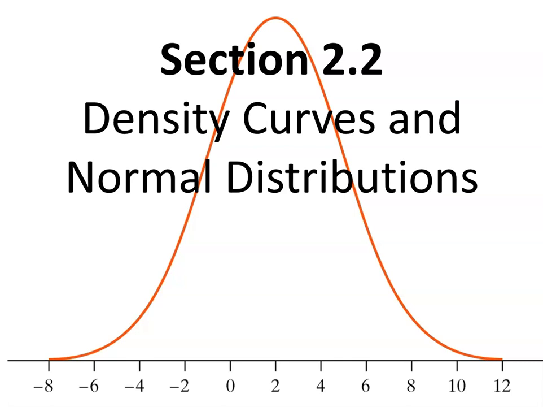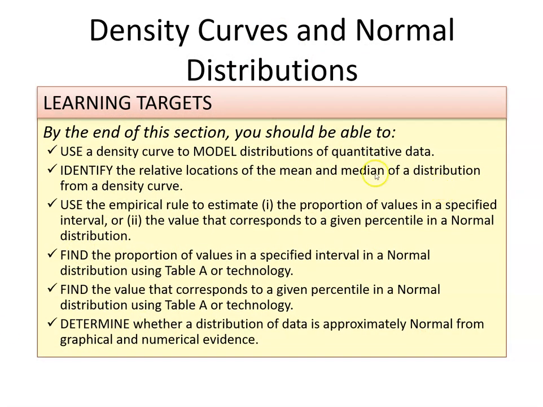AP Statistics students, we are starting this next section. The unit we are in is looking at our data, specifically our quantitative data, and then how we model those distributions. In the last section, we talked about describing a location. In this section, we're going to be talking about density curves and normal distributions. By the end of this section, you should be able to accomplish these learning targets.